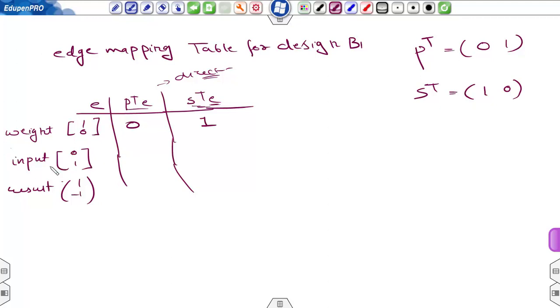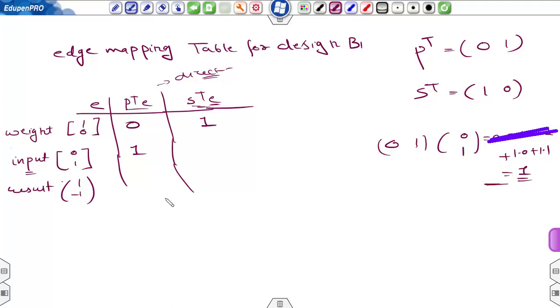Okay. Now for input edge, P transpose E means [0, 1] multiplied by this row vector multiplied by this column vector gives 1. Okay, so 0 into 1, 0, so 0 plus 1 into 0 plus 1 into 1, this gives 1. I believe you know this multiplication. And S transpose E will give you 0.